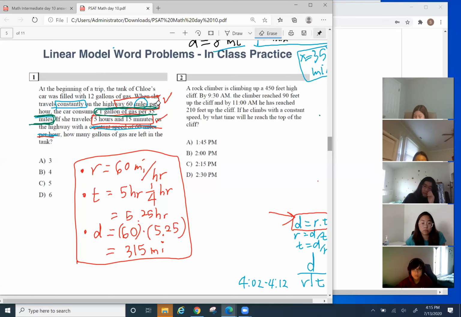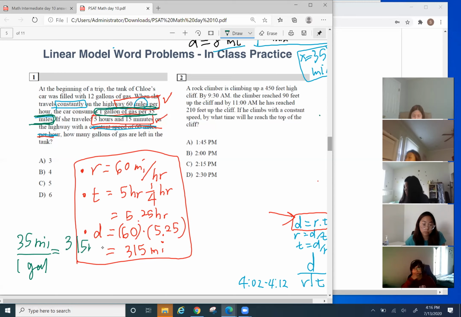Can you tell me what to do? Any idea? 315 divided by 35. Okay, you can do that, or let's use the proportion. If you go with 1 gallon of gas, you go 35 miles. What about 315 miles? How many gallons do you need, right? You can just simply divide it by 35, or you can do the proportion here. Good job. What do you get for x if you do it this way? 9. Okay, x equals 9. So that means you used 9 gallons of gas.